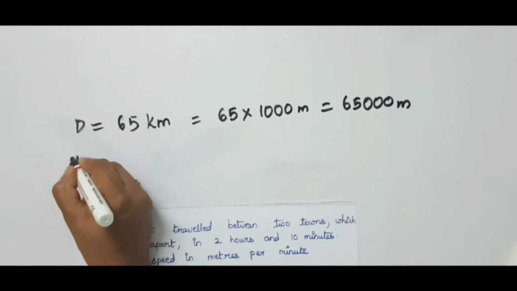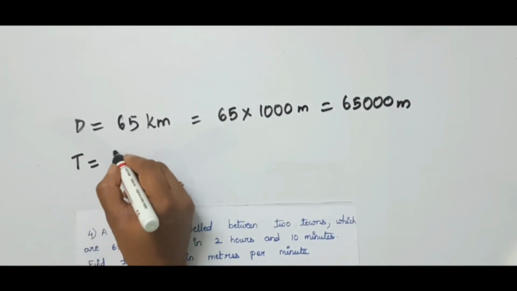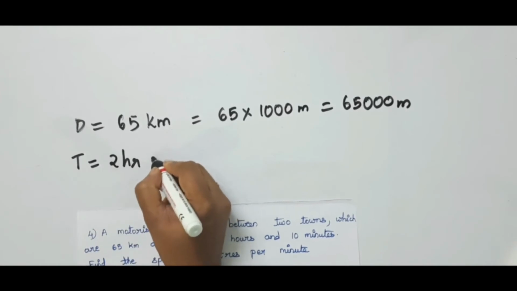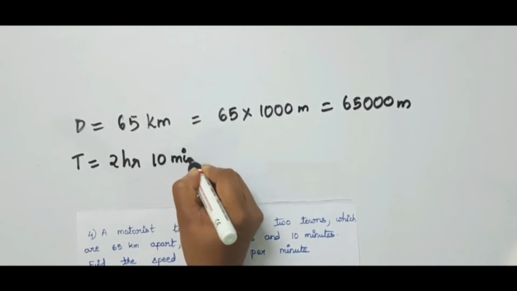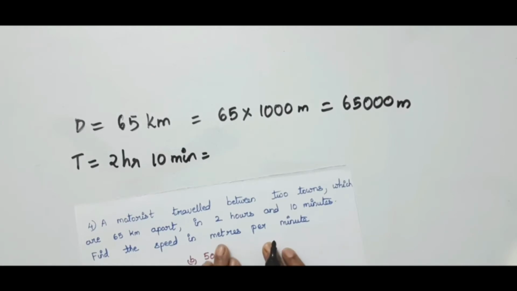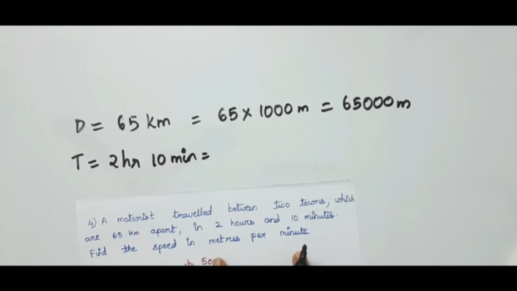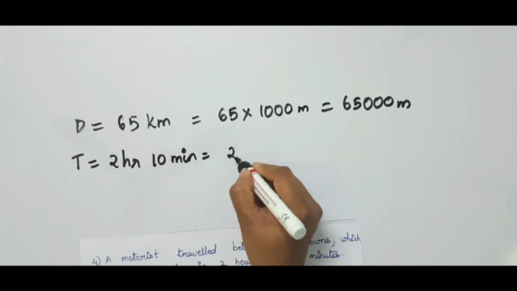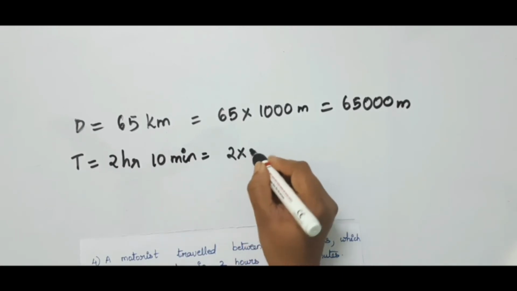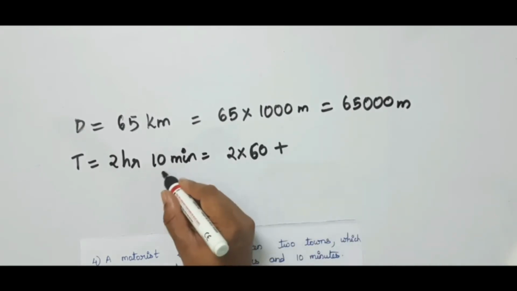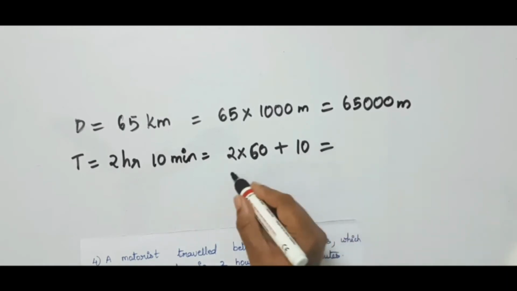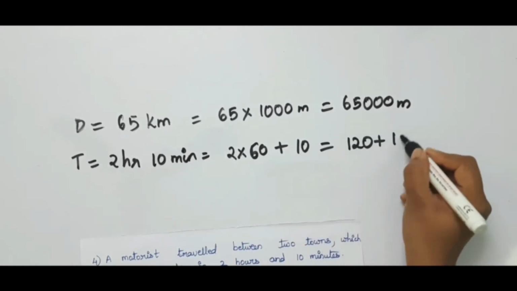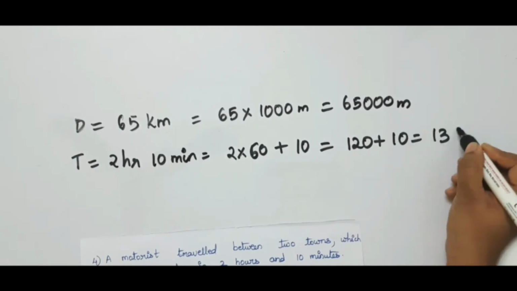Next, time. T is nothing but time. Time is given as 2 hours and 10 minutes. And we need time in minutes, because he asked the speed in meters per minute. So the time should be in minutes. So this is in hours. We have to convert this time to minutes. When you want to convert hour to minute, it is nothing but 2 into 1 hour is equal to 60 minutes. So just multiply into 60 plus this 10 minutes. This is equal to 120 plus 10. This is equal to 130 minutes.